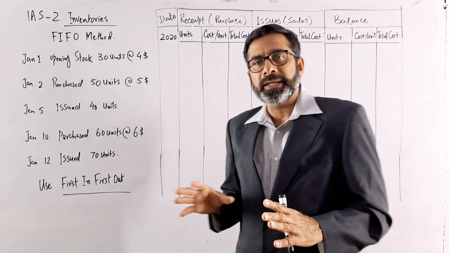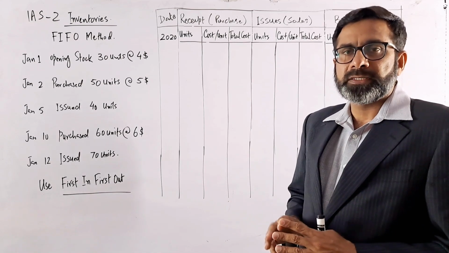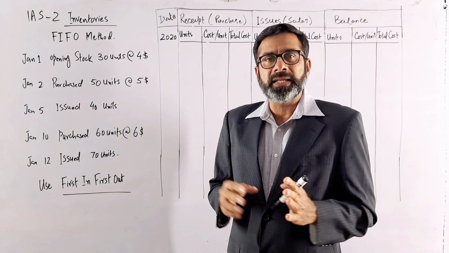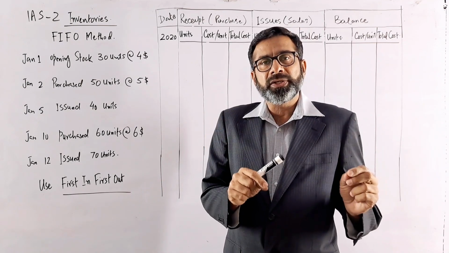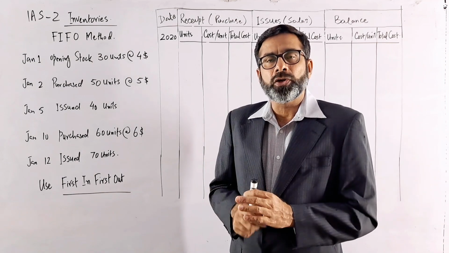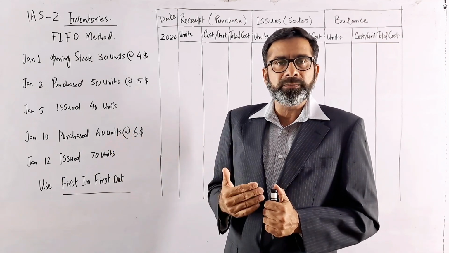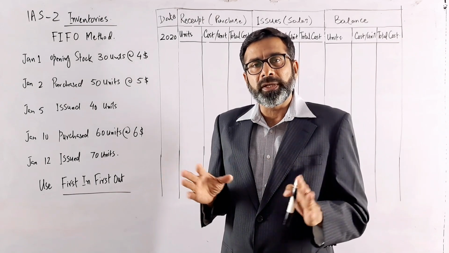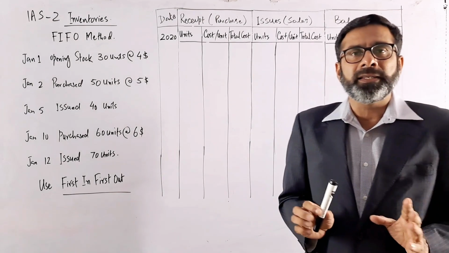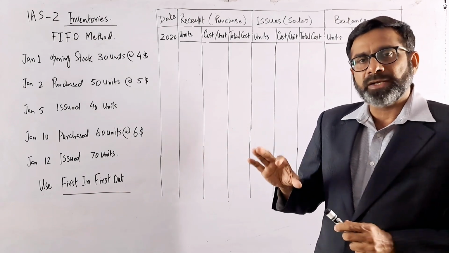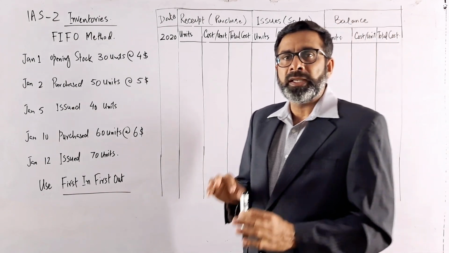Here we are again using the perpetual inventory system. What is that, as we discussed in the previous lectures? Every purchase and every sale, meaning every receipt and every issue, should be recorded. Even if they buy 1 unit or sell or issue 1 unit, all should be recorded. They should not miss any unit. The other method is the periodic, which we have already discussed, but here we are using the perpetual inventory system.